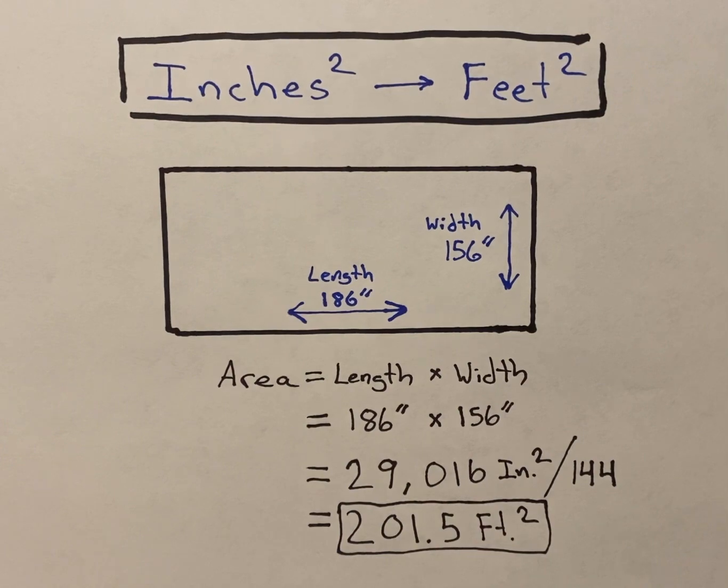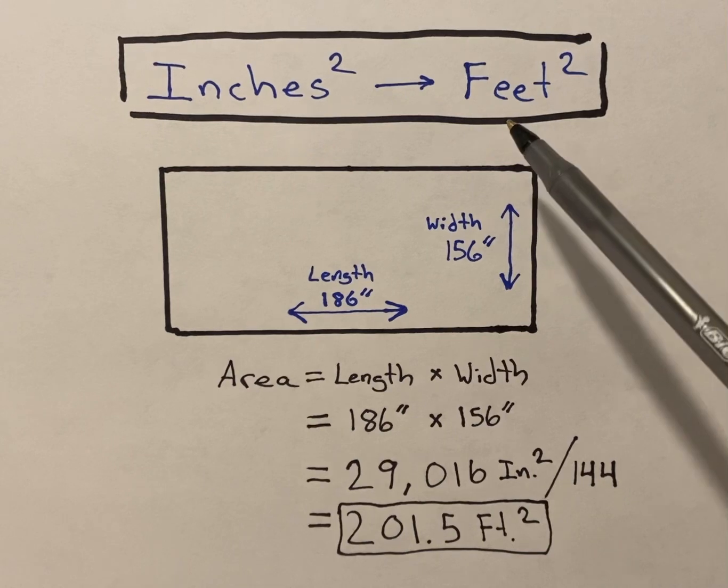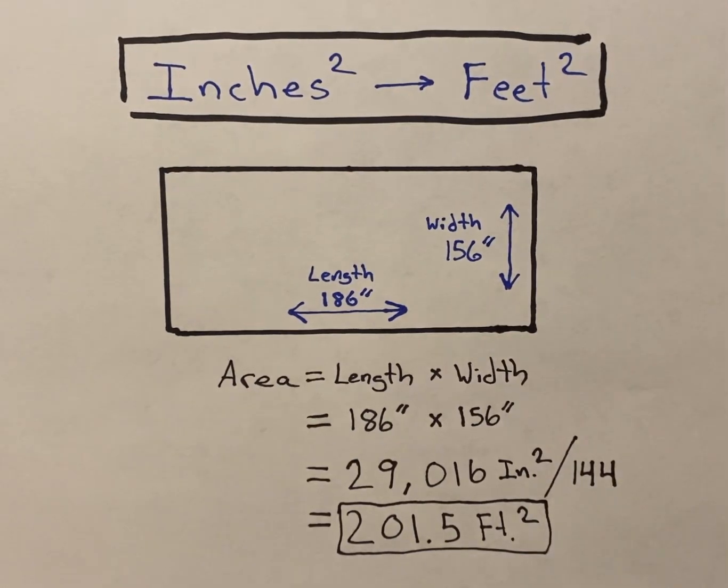And also, it doesn't matter how you write it. You can write it like I did here, inches squared, or up here you can write the word out, squared. You can write the word squared out. It really doesn't matter. It all means the same thing.